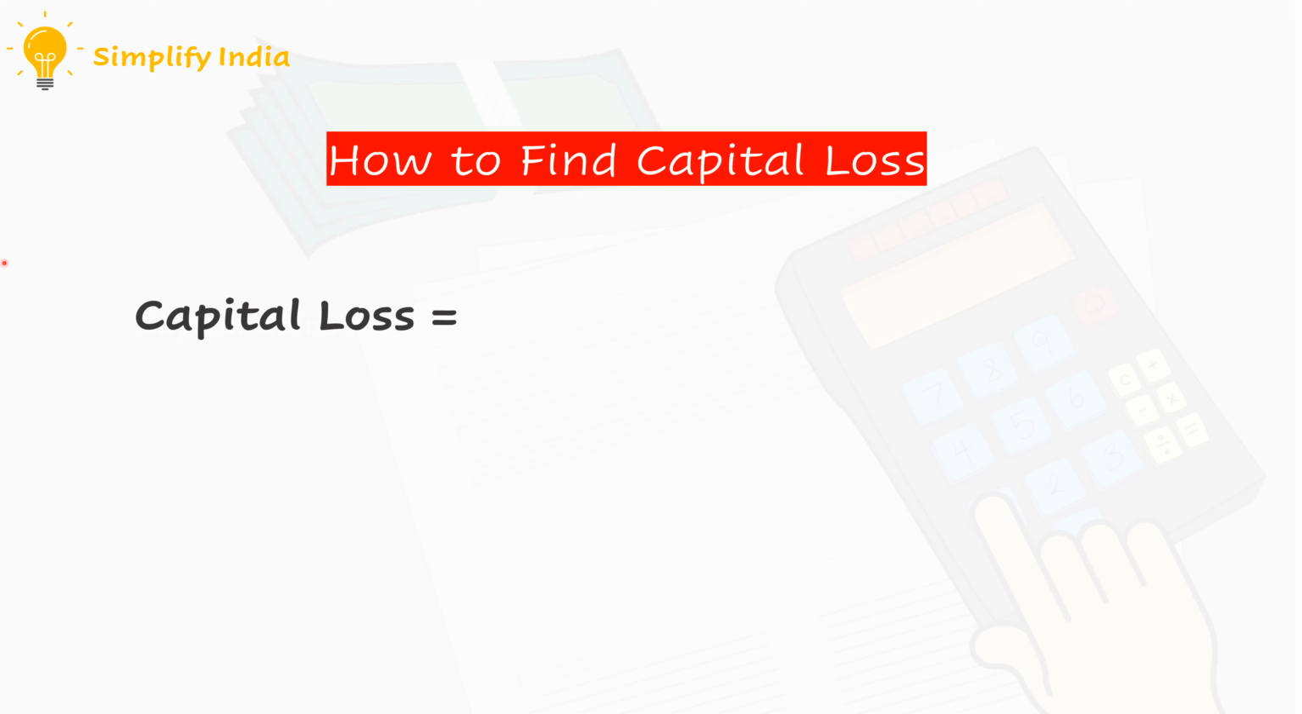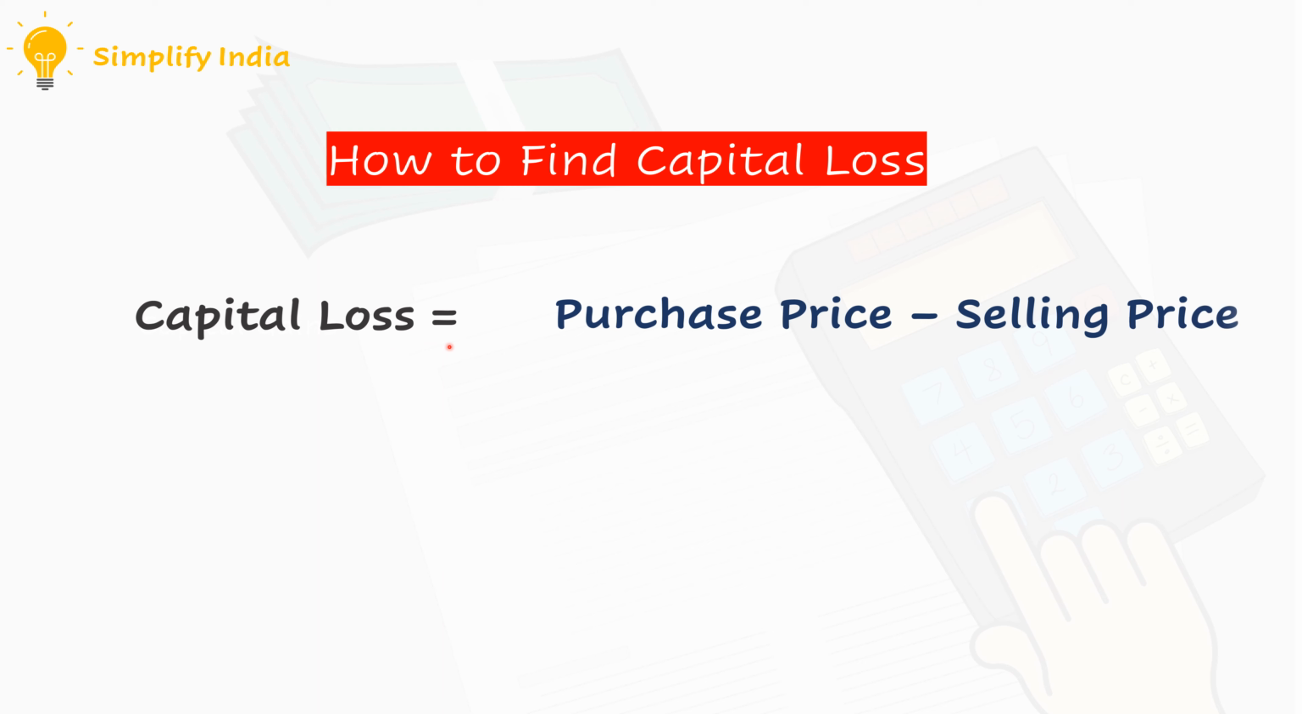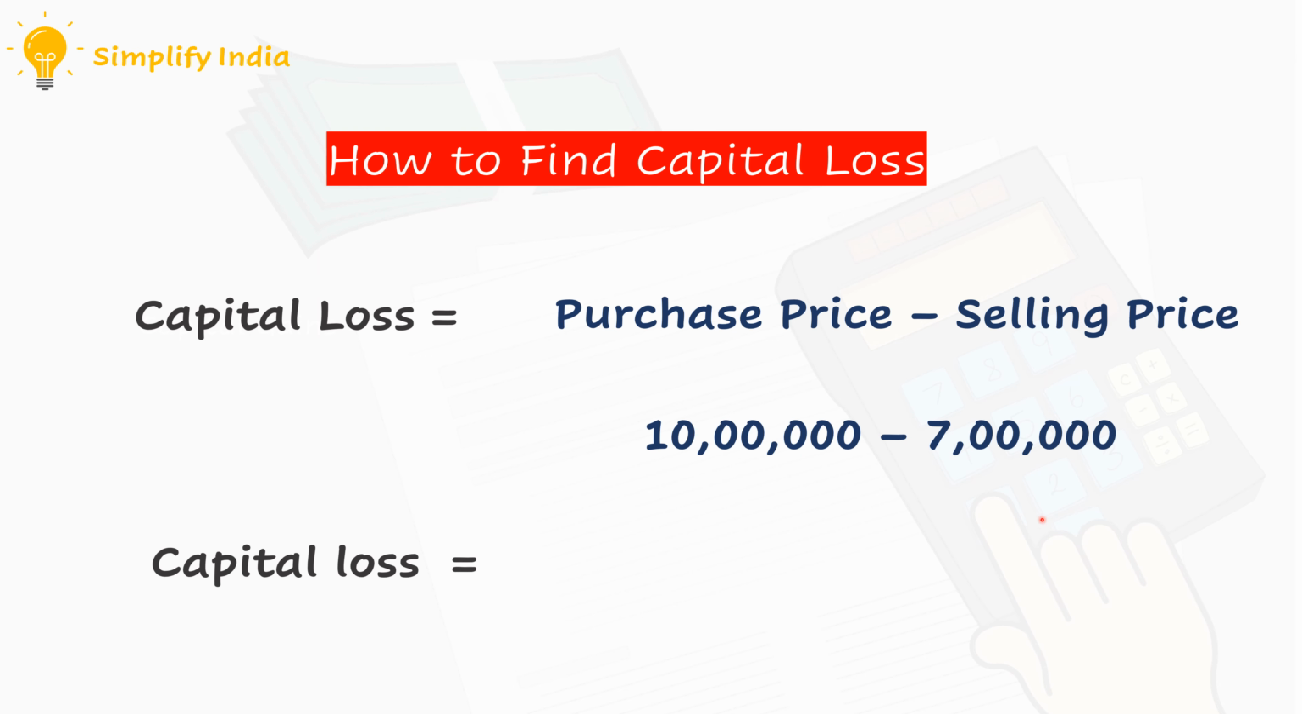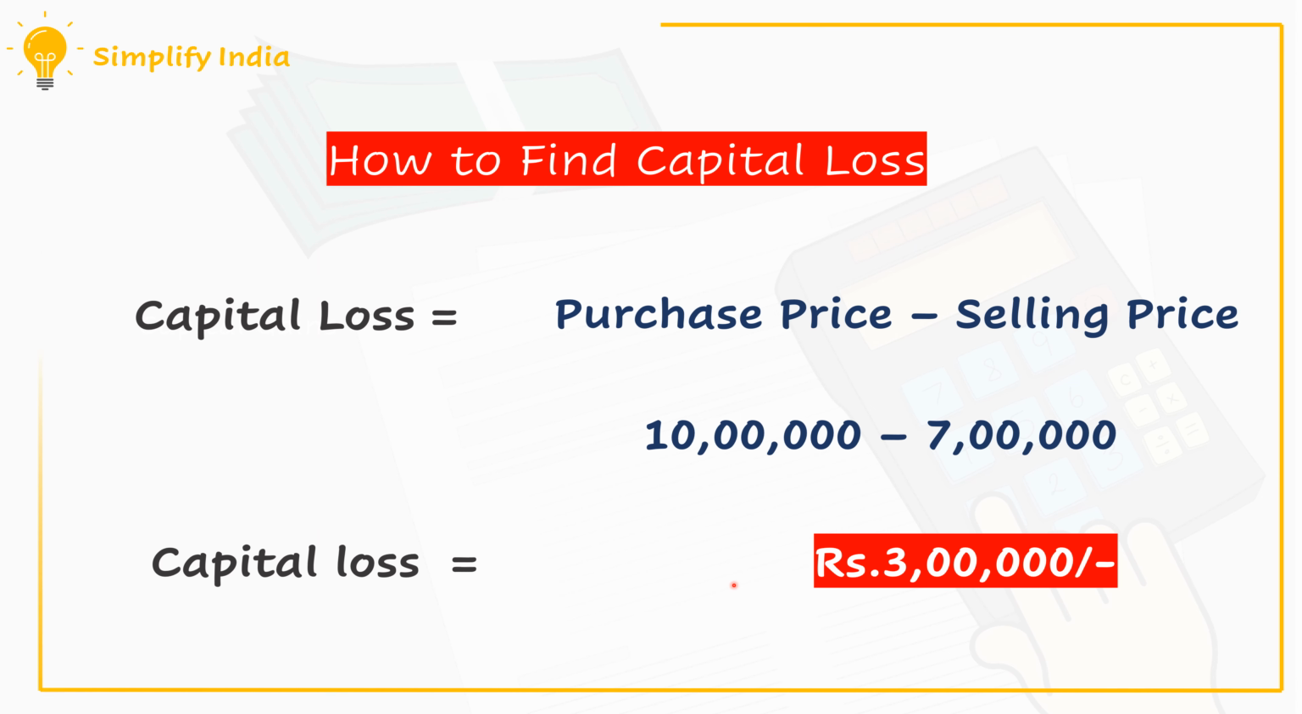Let us find the capital loss by using the formula for the same. Capital gain or loss is equal to purchase price minus selling price, that is rupees 10 lakh minus rupees 7 lakh, which is equal to rupees 3 lakh. Here you incur a loss as the selling price of the asset is lesser than the purchase price, so it is a capital loss.